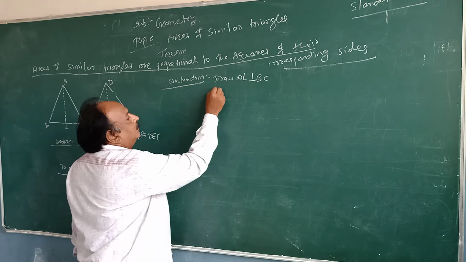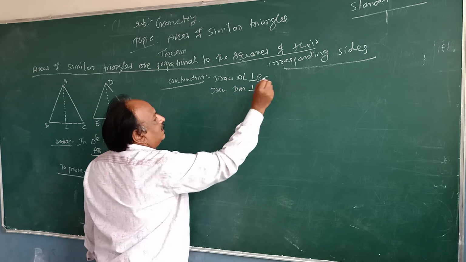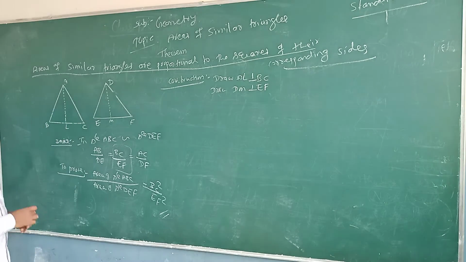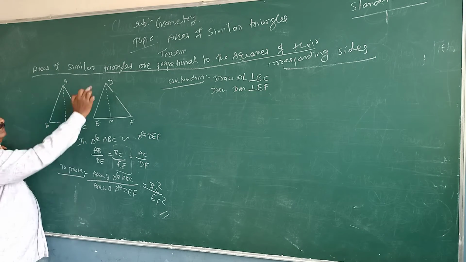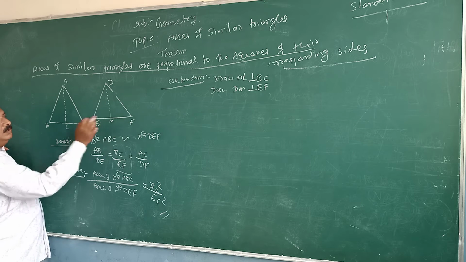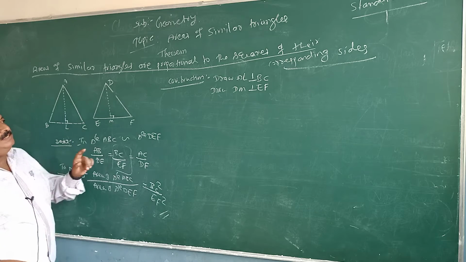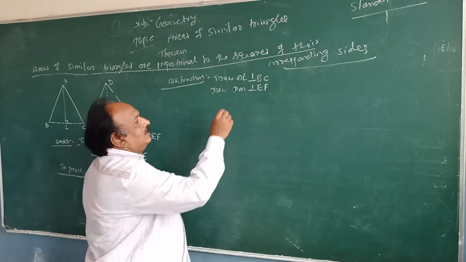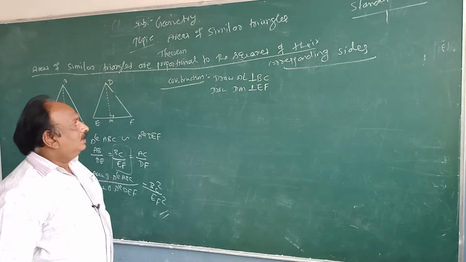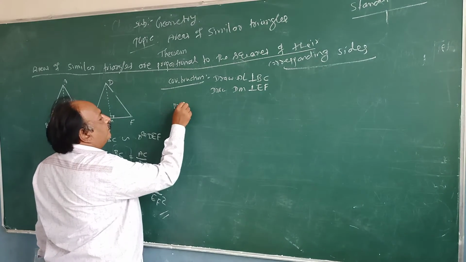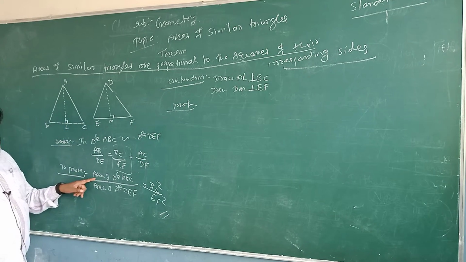Draw DM perpendicular to EF. Construction: draw AL perpendicular to BC, DM perpendicular to EF. This symbol indicates perpendicular: AL perpendicular to BC, DM perpendicular to EF. Proof. We are going to start the proof from this onwards.